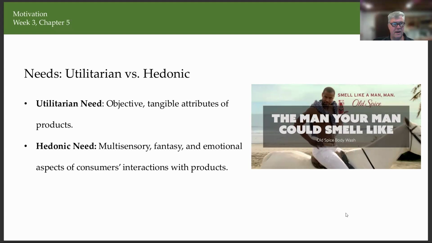Your car is running out of gas. You need gas in your car. That's a utilitarian need, objective, tangible. Some people have a certain type of gas. If their car is so very low, they will go for any gas, but that's utilitarian. Hedonic would be other things. Again, it's much more consumerism to provide pleasure.